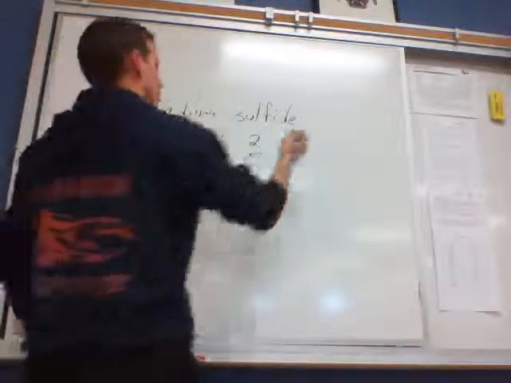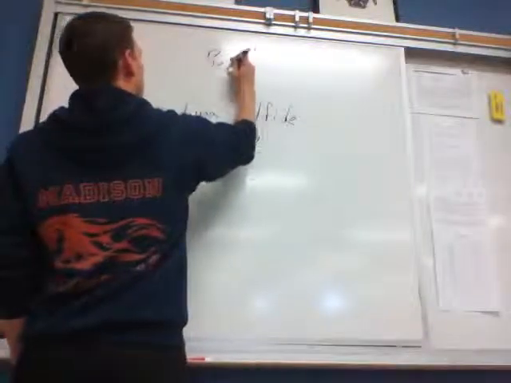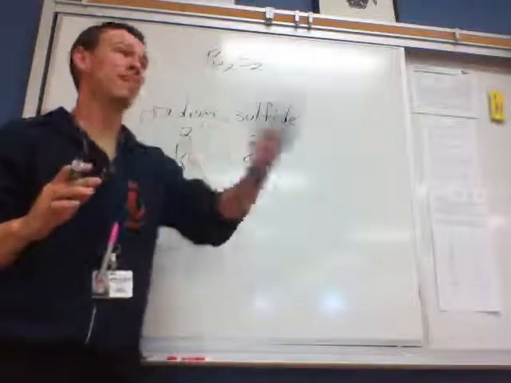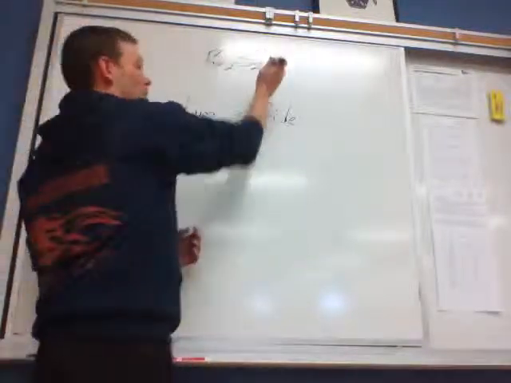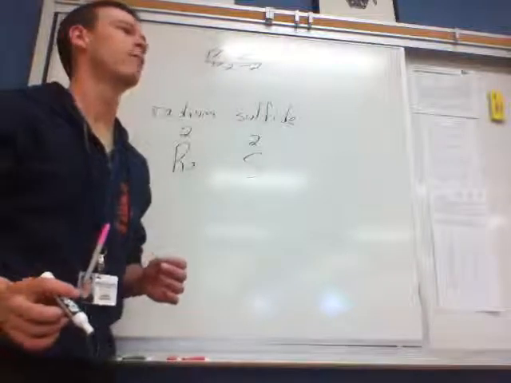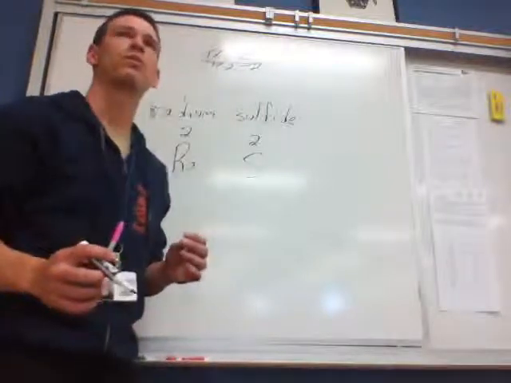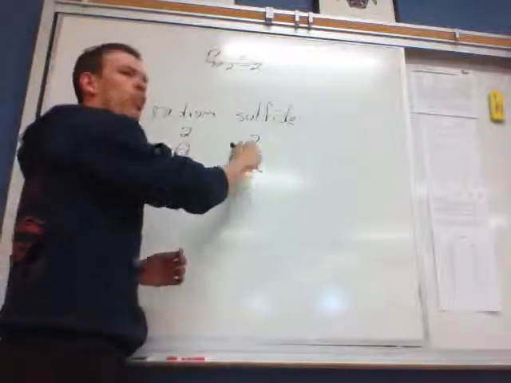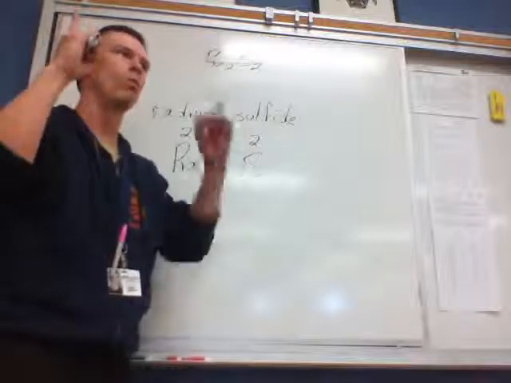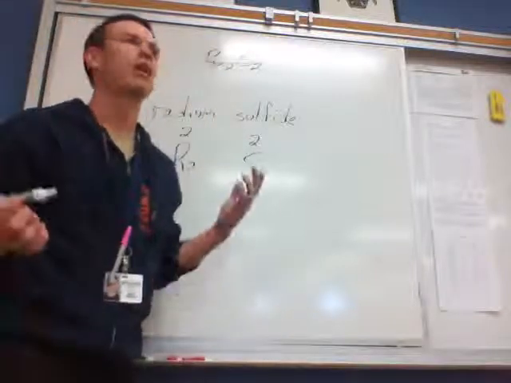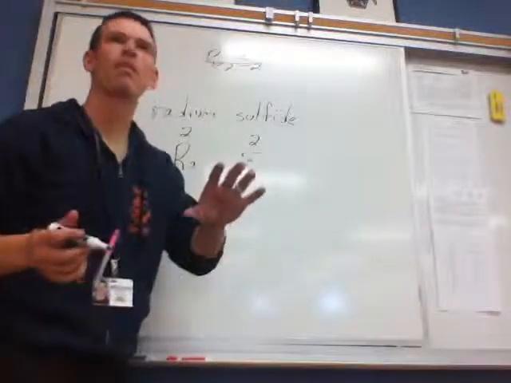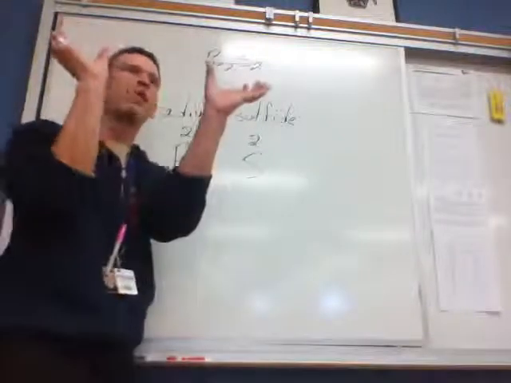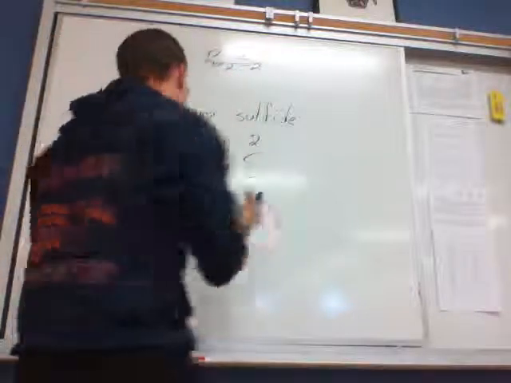If you wrote Ra2S2, then you've listened to everything I've said, but I set you up for failure. Cross that out. That's not the right answer, because here comes the first of a bunch of different rules. If those two numbers are the same, 1 and 1, 2 and 2, 3 and 3, 99 and 99, then you crisscross nothing. And just take whatever you've written as the symbols and put them together.